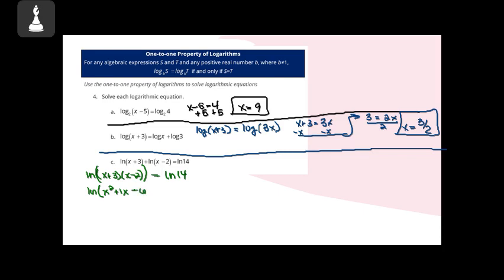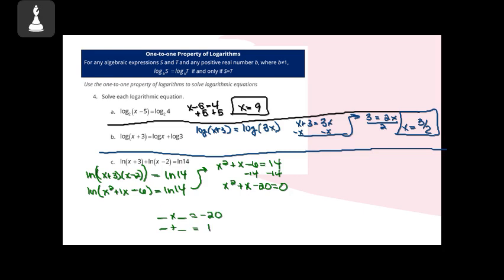Both have the same log base. They're both natural logs, means the base is e. So I can just work with what's inside. X squared plus x minus 6 equals 14. So I'm going to bring that 14 over so I can factor. X squared plus x minus 20 equals 0. So we're looking for what two numbers multiply to negative 20, and those same two numbers add to 1. So if I use 5 and 4, and the 4 is negative, it will work. So x plus 5 times x minus 4 is equal to 0.